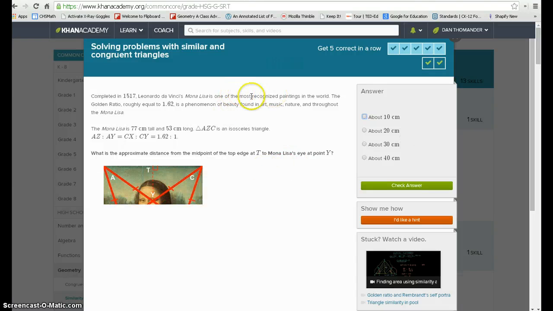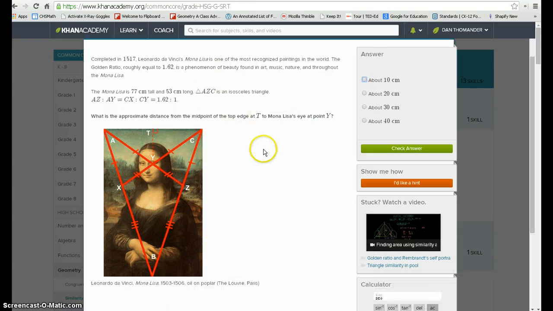All right. One of the most recognized paintings. Now we have something very good here. The Mona Lisa, one of the most recognized paintings in the world, has the golden ratio, which is roughly equivalent to 1.62, a phenomenon of beauty found in art, music, nature, and throughout the Mona Lisa. If the Mona Lisa is 77 centimeters tall, that's from top to bottom, so that's the length of this side here, and 53 centimeters long, and that is given to us, right?